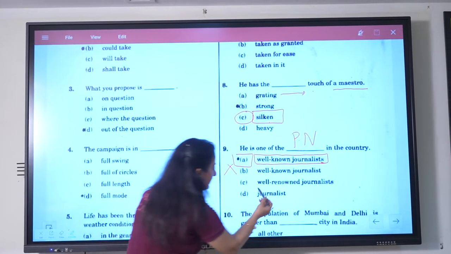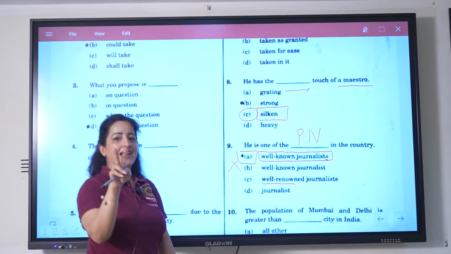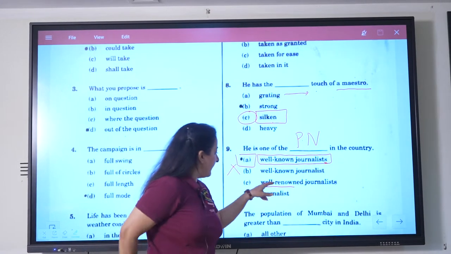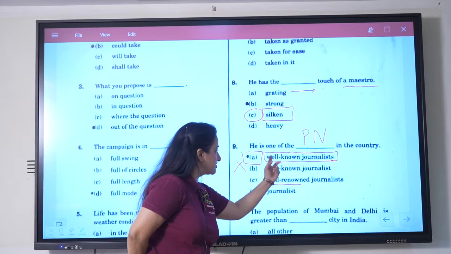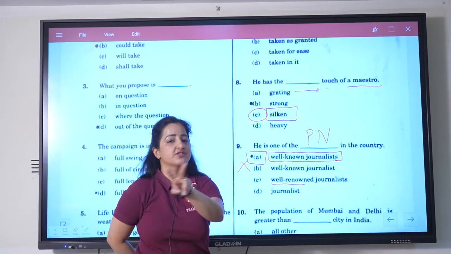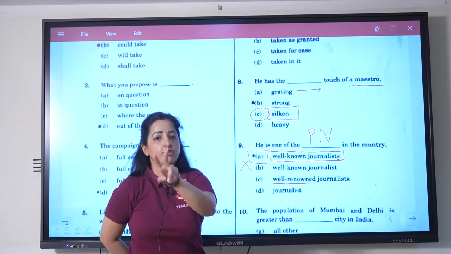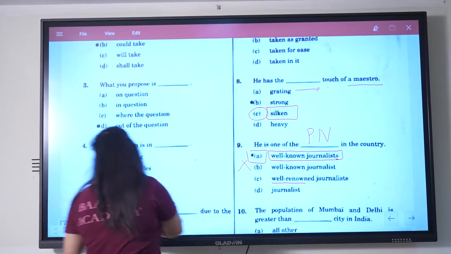Why not Charlie? It is superfluous. Using well and renowned together, either you say well known or you say only renowned. So if you use well and renowned together, it doesn't really make sense. It is superfluous, extra. Moving on.